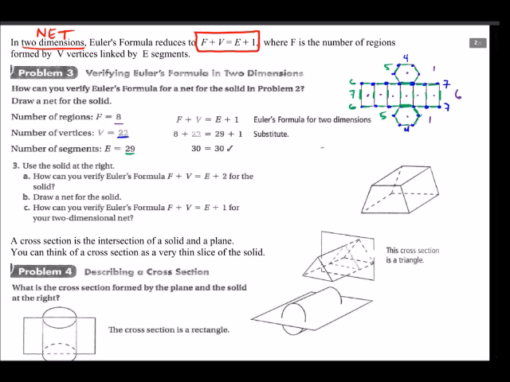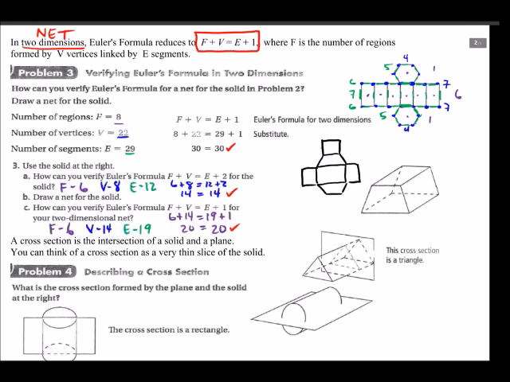So we write our formula. Don't forget this time it's a net, so we are doing E plus 1. Substitute in, and 30 equals 30. Now it's your turn. Go ahead and do the next problem.